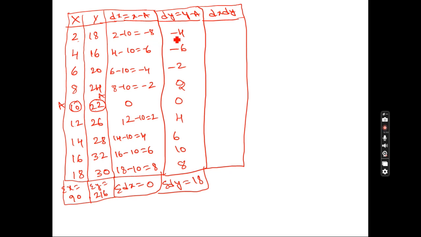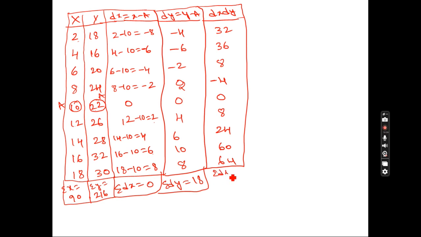So it means what? Minus into minus is plus, 8 4s are 32, okay. Next 6 6s are 36, minus into minus plus, so this is plus 36. Minus into minus plus, 4 2s are 8 and 2 2s are 4, but minus is there, so minus 4 you write here, and 0 into 0 is 0, and 2 into 4 is 8, and 6 4s are 24, and 6 10s are 60, and next 8 8s are 64. So all these values are written.